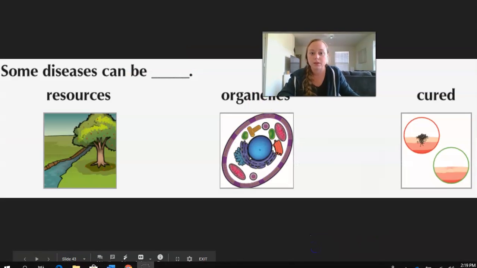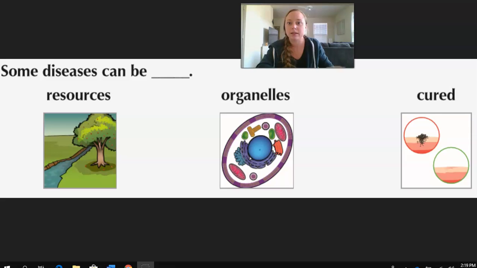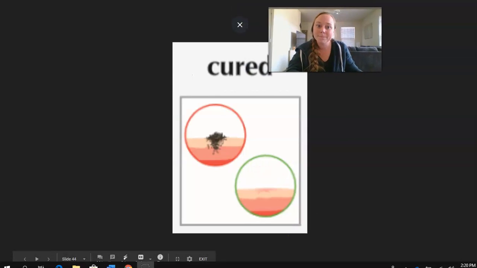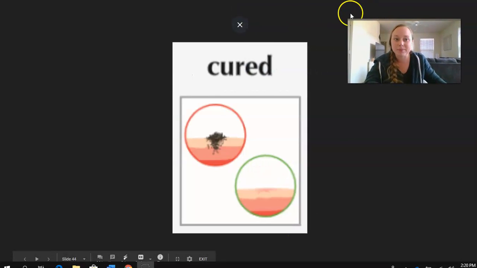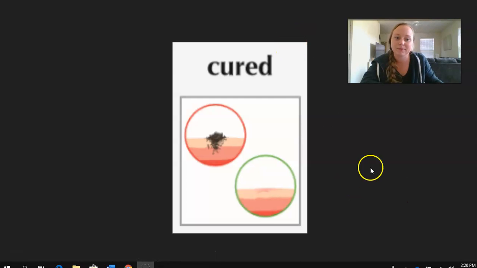So, some diseases can be what? Resources, organelles, or cured. Some diseases can be cured. Good job. Some diseases can be cured.